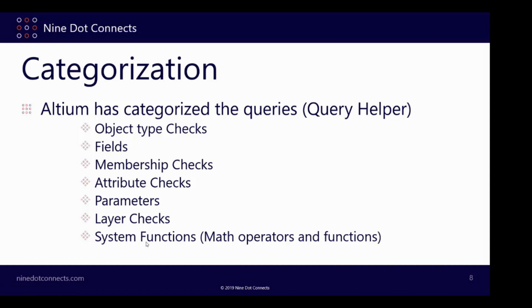I'm going to go through all of these here. You'll find all of these in the query helper, and that's where we're going to focus our attention for the next couple of minutes. We want to look at each one of these categories and understand why Altium did it the way that they did it. And once you've got a feel for that, hopefully it'll allow you to find those things that you're looking for within the queries.